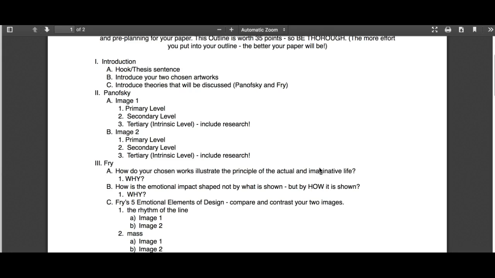So in the next part, you're going to walk through these 3 levels of Panofsky. So take your first image, walk through that primary, secondary, and tertiary level, and then do that with the second image. In that tertiary or intrinsic level, this is where you should include some research. We know that this is about looking outside the picture frame. This is about context. This is about personal history. This is about social history. This is about why the artist created this work.